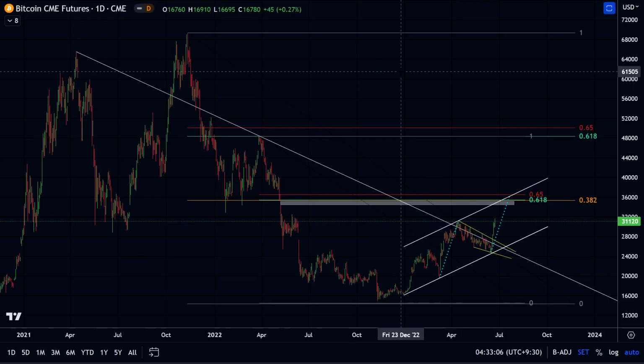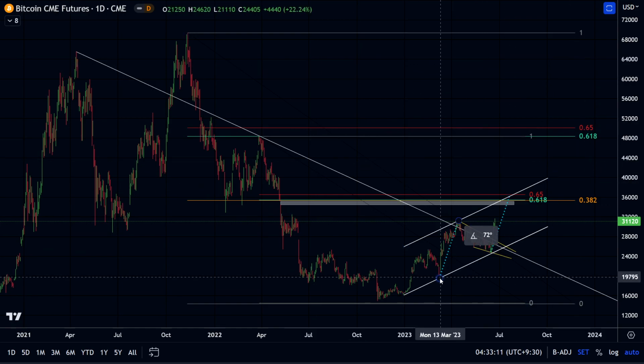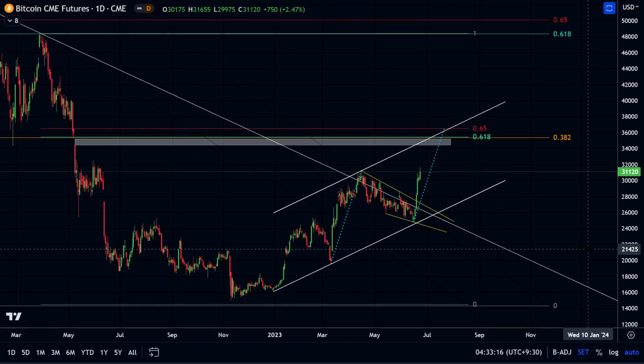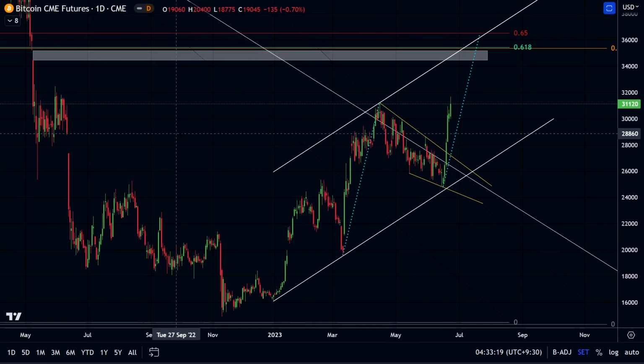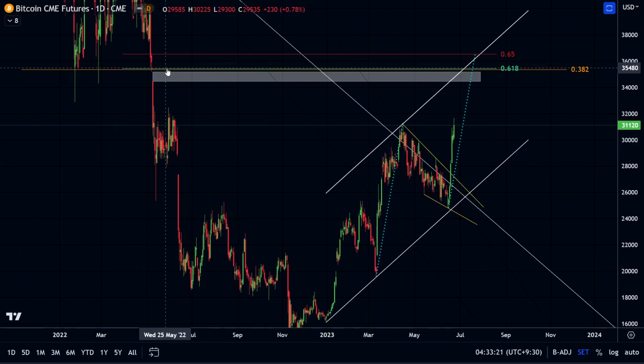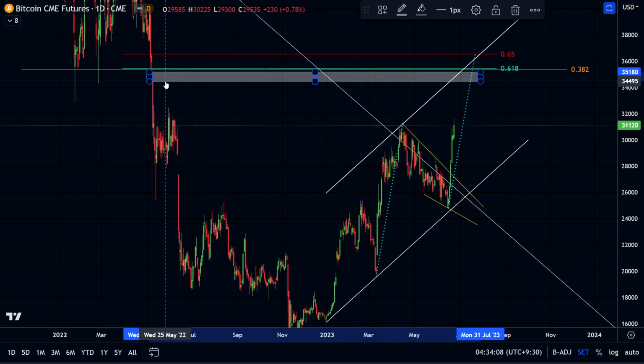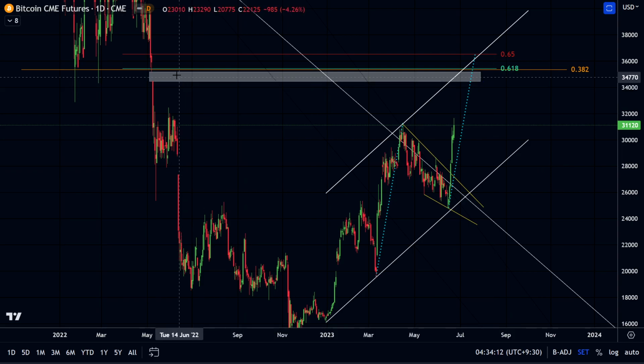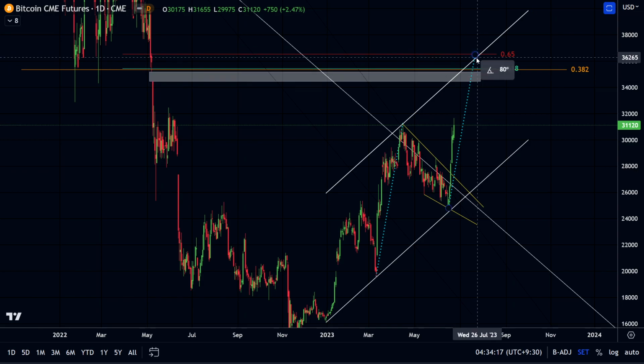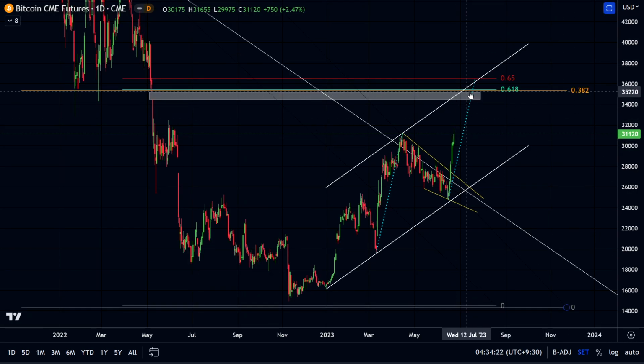And over to the CME Bitcoin futures chart now. We've got the same fib levels drawn in, that AB equals CD move, and also this parallel channel. But we do also have something else important on this chart, and we do have a CME gap right here between 34,500 and 35,200. And again, we do see that it lies in the same area as those fib levels and the measured moves. I think we definitely come up to fill this gap and also into this range where we might start seeing some resistance and a pullback.